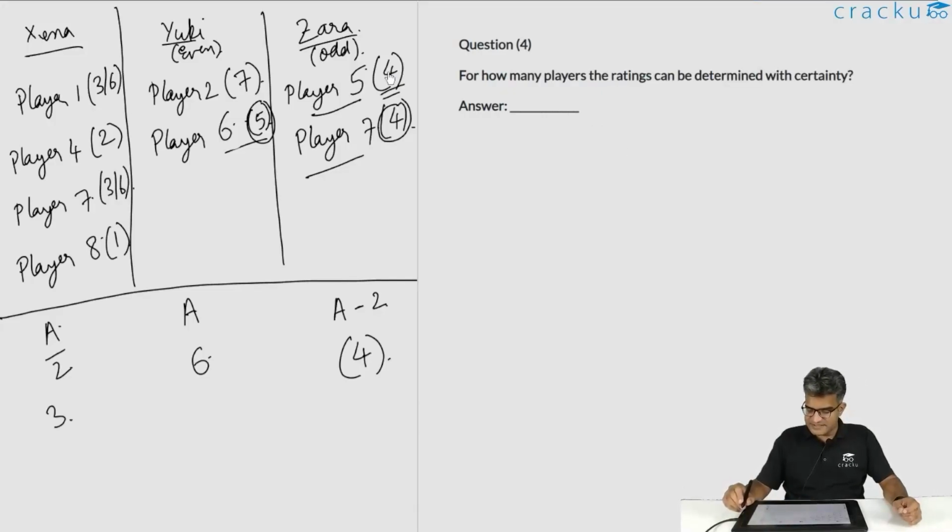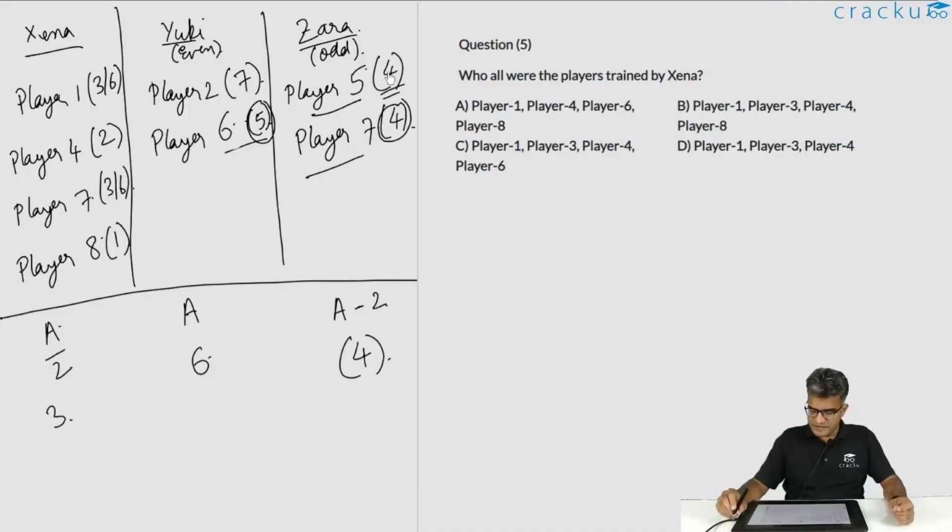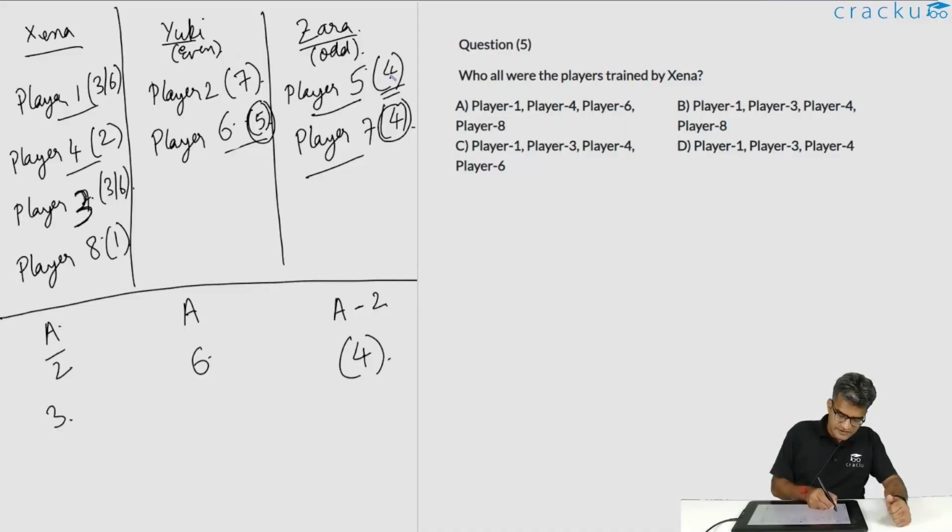For how many players can the ratings be determined with certainty? We can determine the ratings of 6 players with certainty. The only 2 players we don't know with certainty are player 1 and player 3. One of them got a rating of 3, one of them got a rating of 6. Who are the players trained by Zena? Zena trained players 1, 3, 4 and 8.